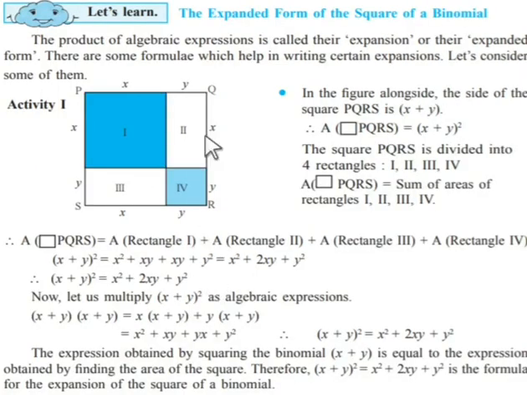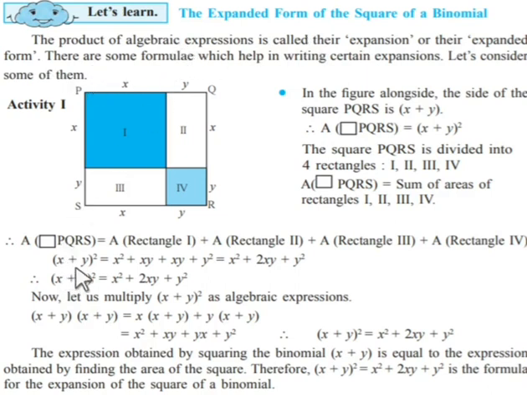Now let us see the expanded form of the square of a binomial. For that we will see what is expansion or expanded form. The product of algebraic expressions is called expansion or expanded form. So here, product of algebraic expressions.